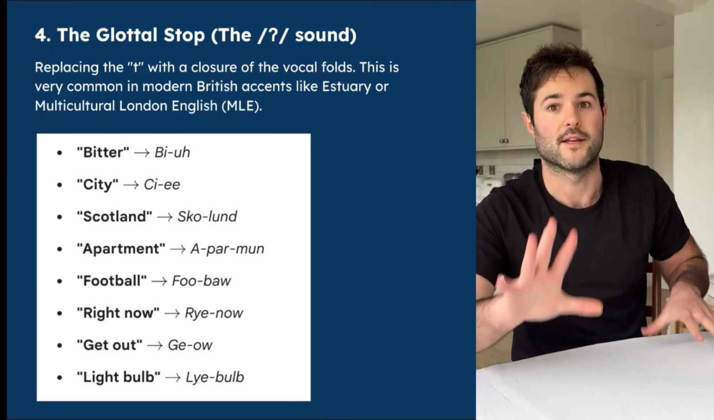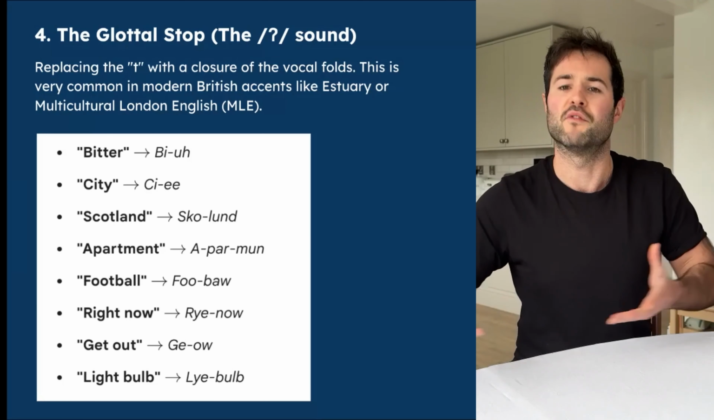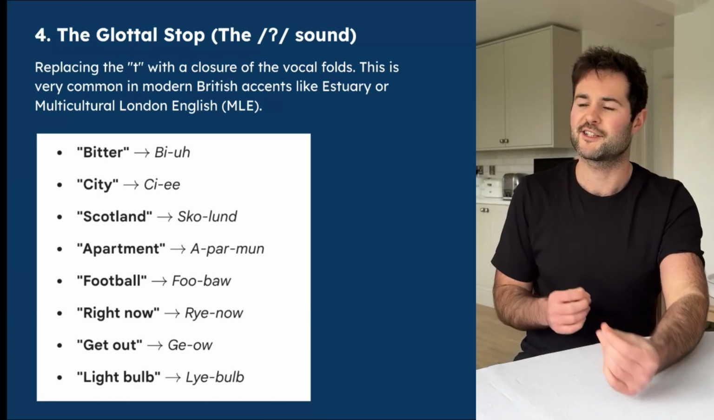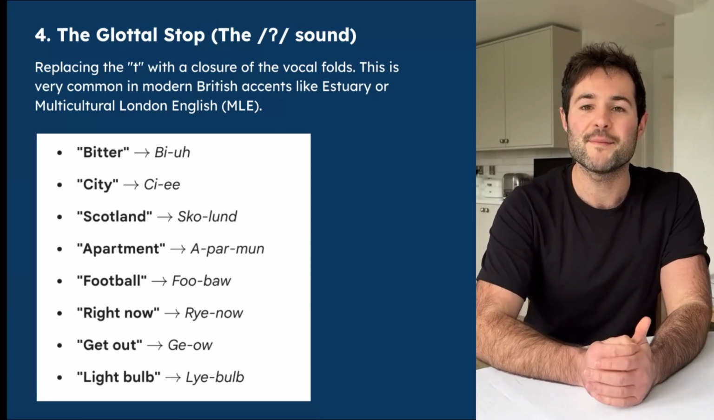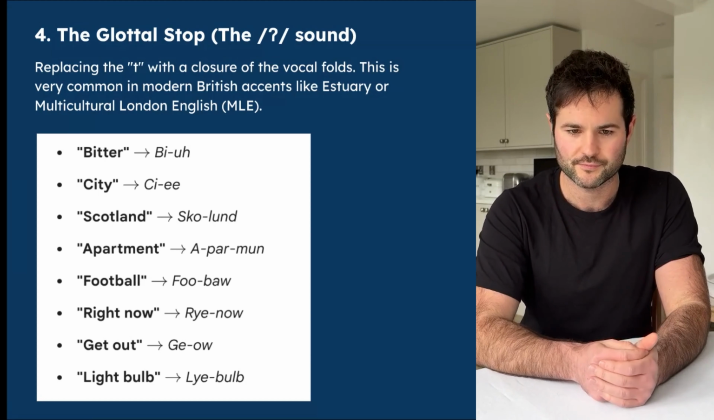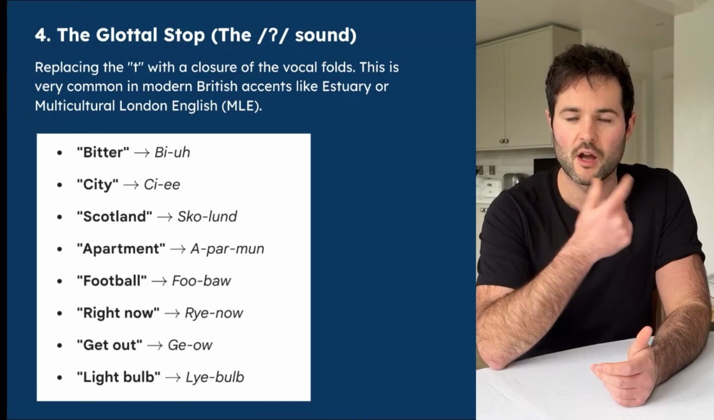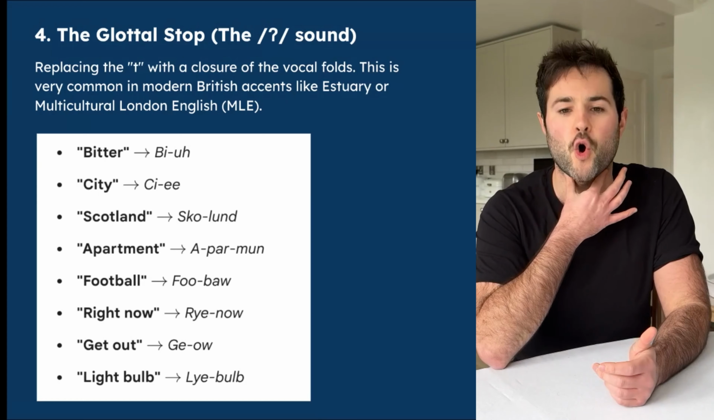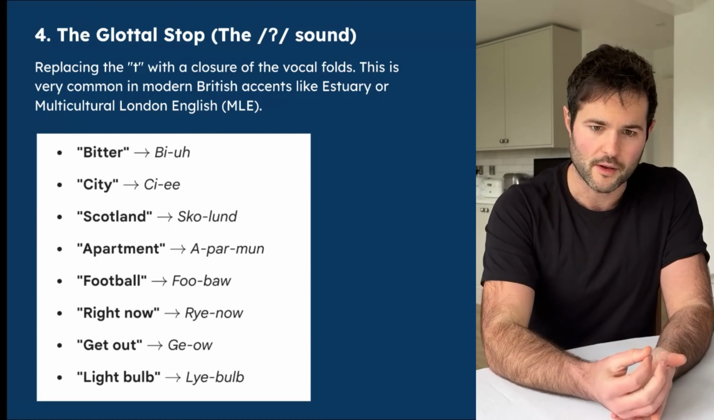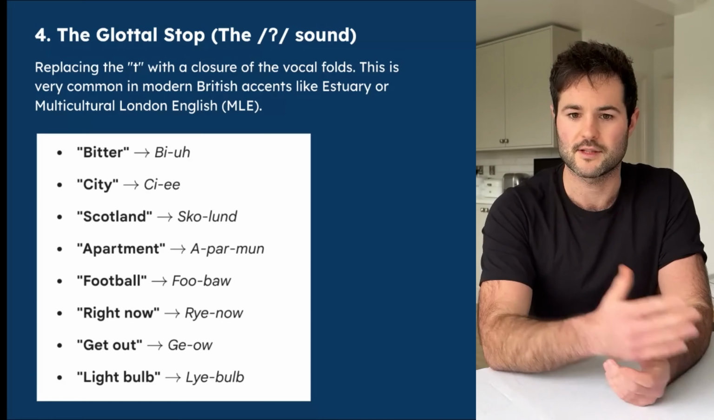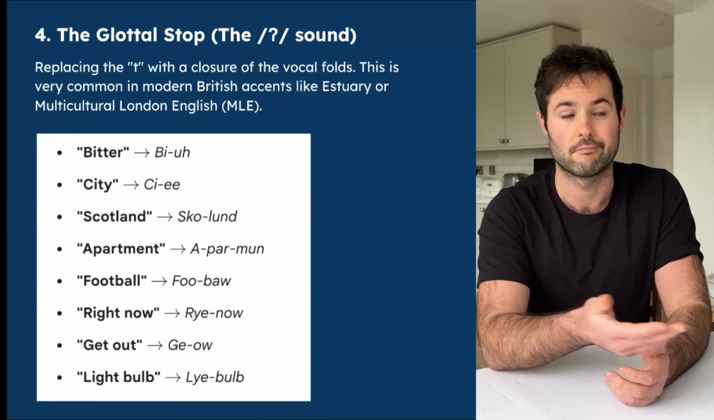But this one is one of my favorites, which I mentioned earlier, with a bottle of water, because it actually sounds more like a bo'le of water. So it's the famous glottal stop. And you replace the T with the closure of your vocal cords, your vocal folds. And this is very common in the modern British accents like Estuary or Multicultural London English.